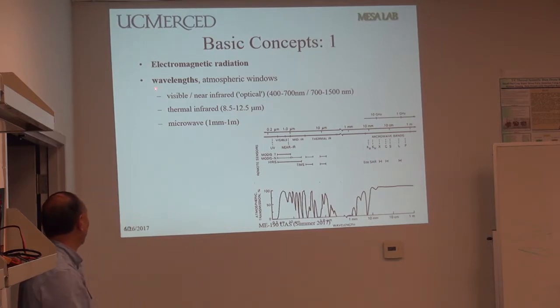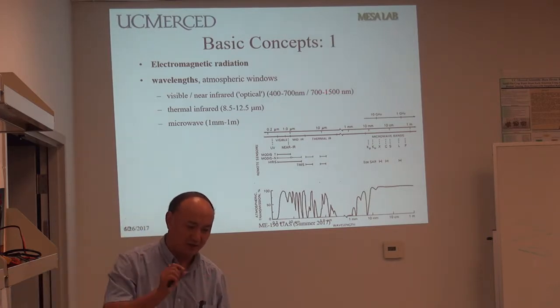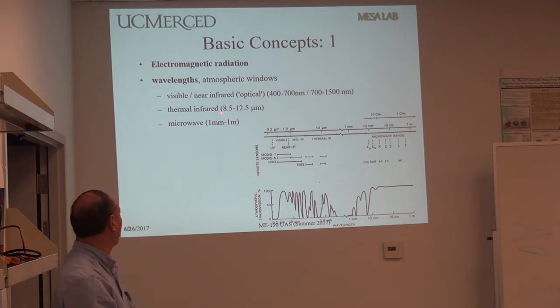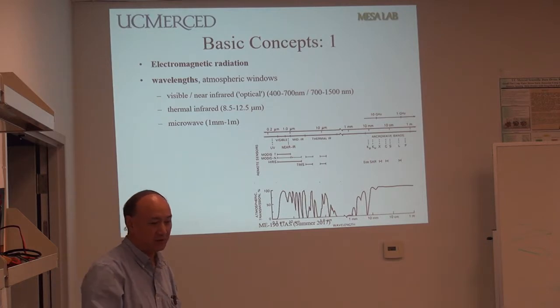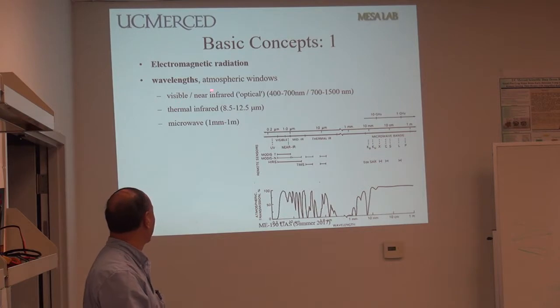So for the wavelengths, there are atmospheric windows. We talk about visible and near infrared; those are optical remote sensing. 400 to 700 nanometer, then 700 to 1500 nanometer, so this is visible and near infrared. Another one is thermal infrared, 8.5 to 12.5 micrometers. And microwaves, 1 millimeter to 1 meter. So these are the wavelengths.